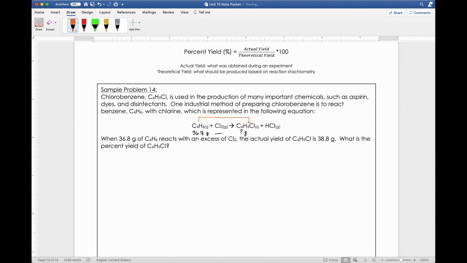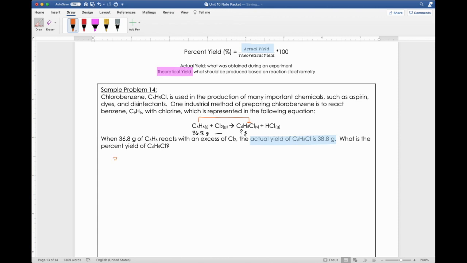And that's because if I go back up here, let's use the highlighter, I suppose. We'll use this nice color. So the actual yield is 38.8. I already have this. I have what this chemist produced in an experiment, what was obtained during an experiment. However, we need to find the theoretical yield, what should be produced based on reaction stoichiometry. So let's go ahead and just highlight this in a different color here. This right here is what we're trying to find. So let's go ahead and do a mass problem here.